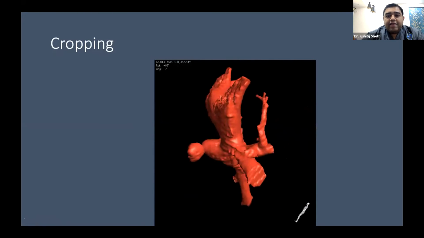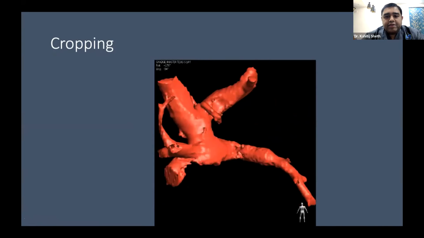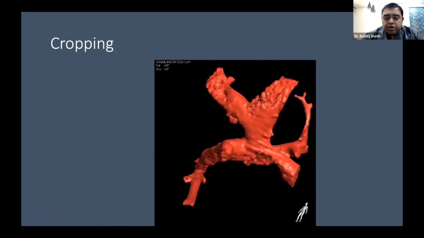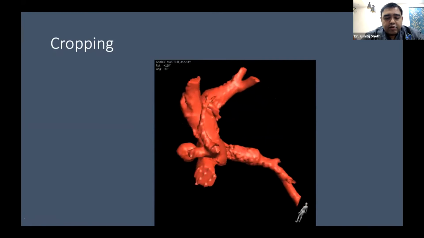Advantages: it can be done live in the cath lab. Once you have taken an image, you can just do it immediately in the software. You don't need to do it later after the procedure. You can do it immediately, in real time.